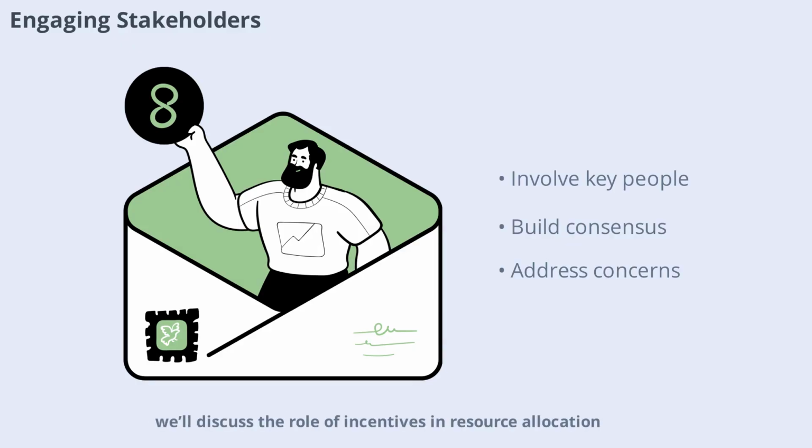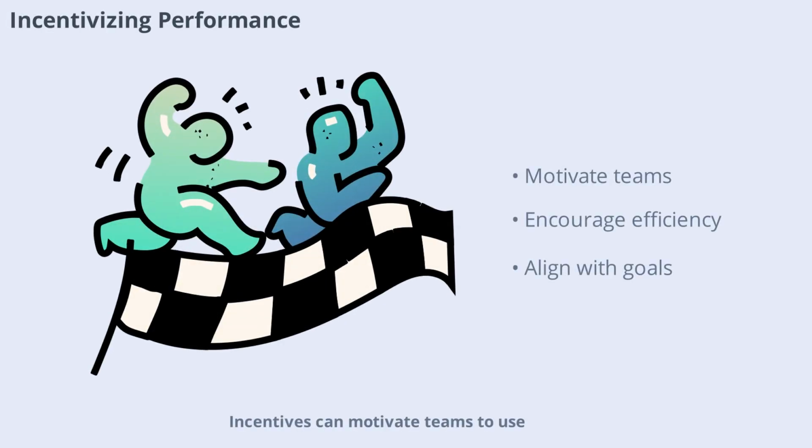Next, we'll discuss the role of incentives in resource allocation. Incentives can motivate teams to use resources efficiently and achieve high-impact results. This might include performance bonuses, recognition programs, or opportunities for advancement. By linking incentives to resource allocation outcomes, organizations can encourage behaviors that support strategic goals. It's important to design incentives that are fair, transparent, and aligned with desired outcomes.